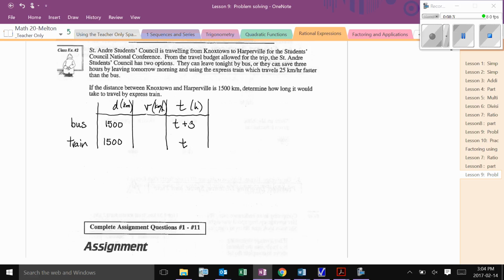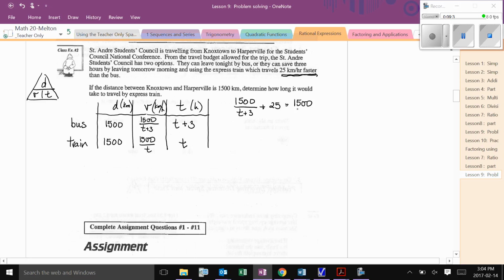So again, how do we find our speed? Looking at that speed triangle or formula triangle, distance is equal to speed times time. So speed is equal to distance over time: 1,500 over t plus 3, and 1,500 over t. Since that was the column that we used with the expressions, that's what we're going to use for our equation. What we know about our speed is that the train is 25 kilometers an hour faster than the bus. So if I take the bus's speed, which is 1,500 over t plus 3, and add 25 kilometers per hour to it, it will equal the train speed of 1,500 over t.